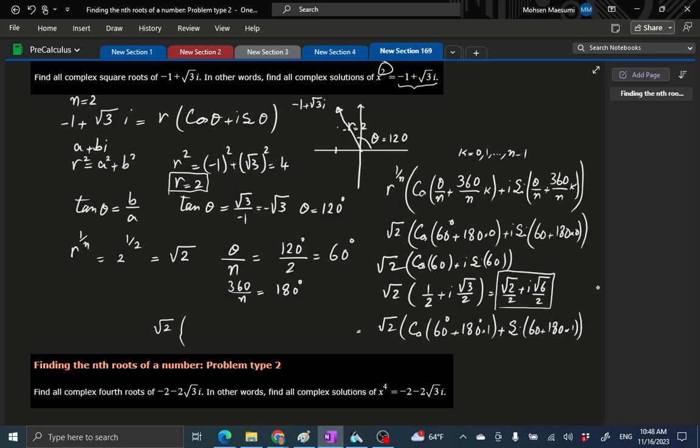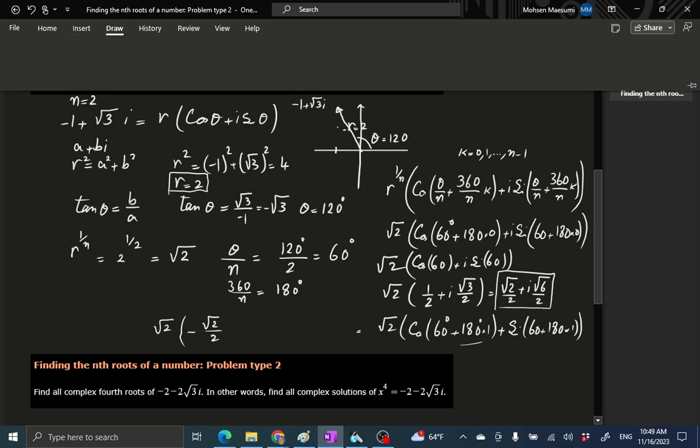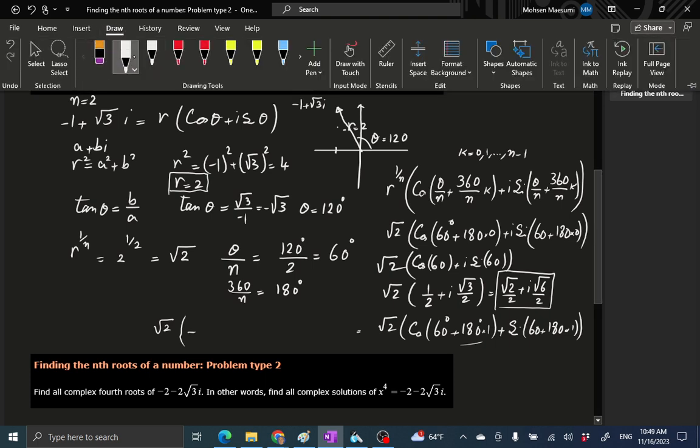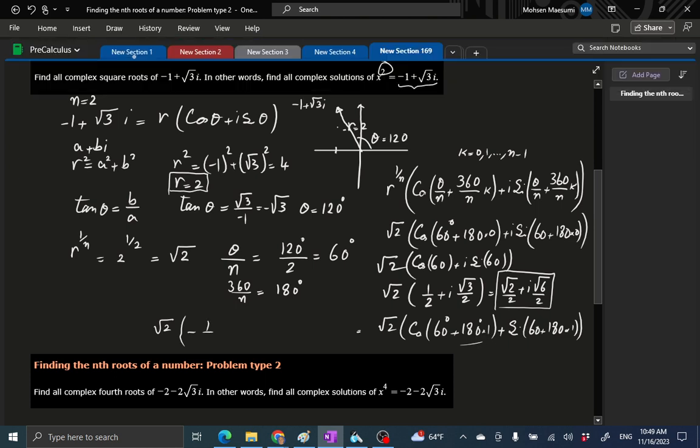cosine of, this is 240 degrees, and the cosine is going to be minus radical 2 over 2. And sine of 240 degrees also, excuse me, I went ahead of myself. Cosine of 240, so that's minus 1/2. Sine of 240, that's going to be minus radical 3 over 2.